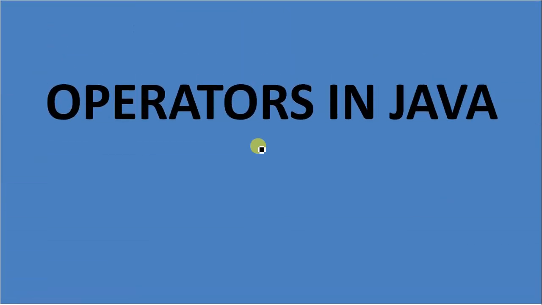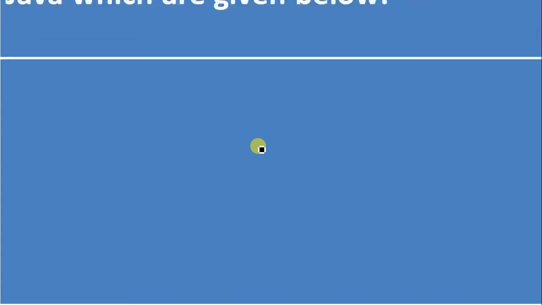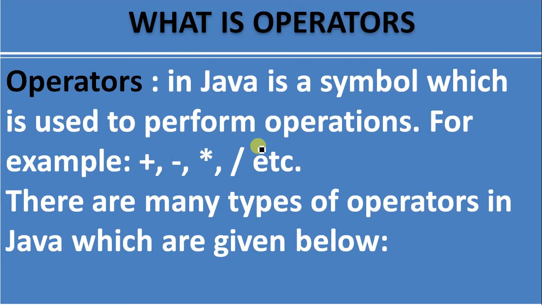Operators in Java. What is an operator? An operator in Java is a symbol which is used to perform operations, for example plus, minus, multiplication and division. There are many types of operators in Java which are given below.